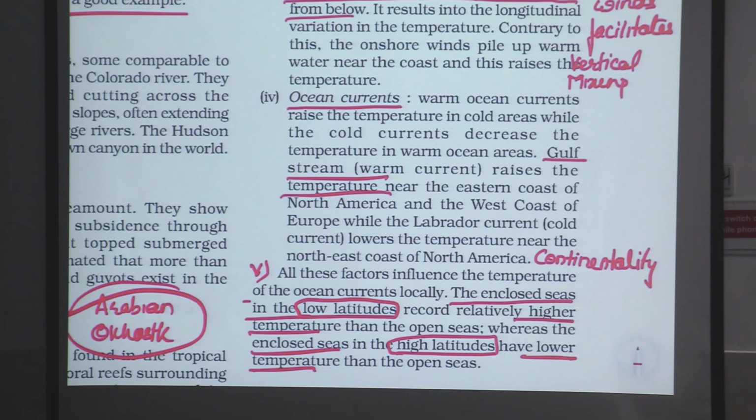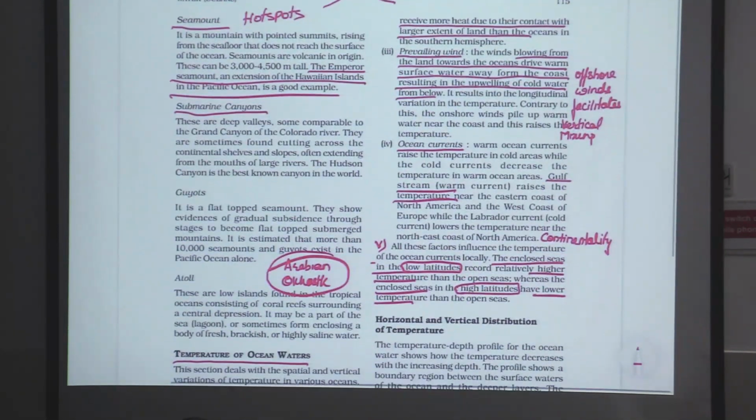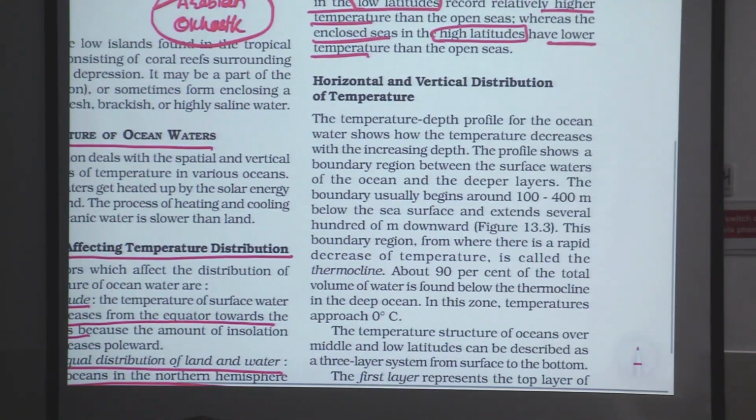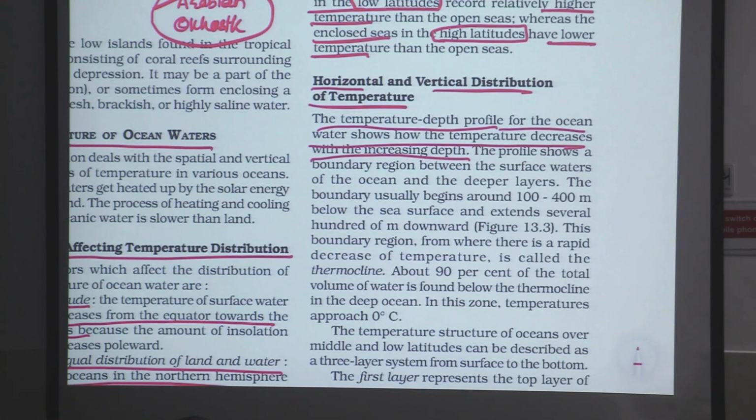What you need to take is a general comparison. As the Arabian Sea is lower latitudinal water, it will be in the influence of what? Warmer land, so it will have higher temperature. And the Sea of Okhotsk is higher latitudinal water. So now, applying these factors, NCERT talks about horizontal and vertical distribution of temperature. Careful. The temperature depth profile for ocean water shows how temperature decreases with increasing depth.